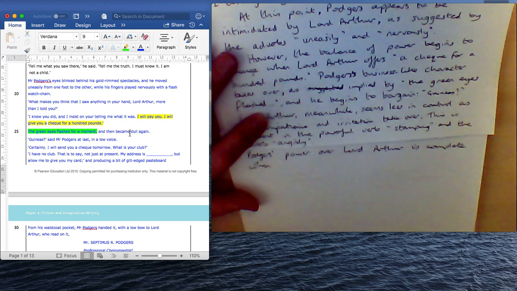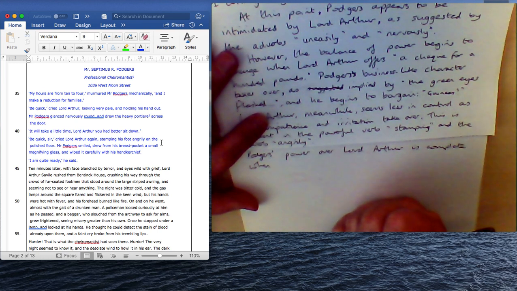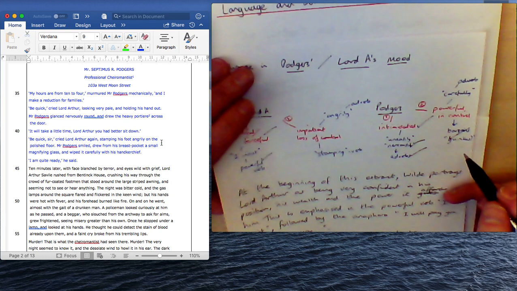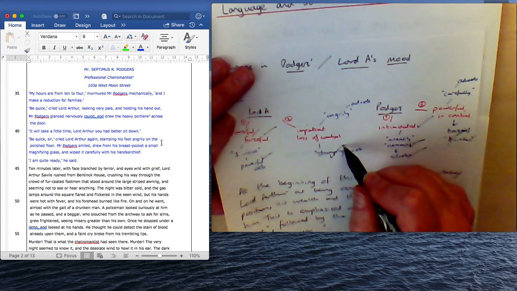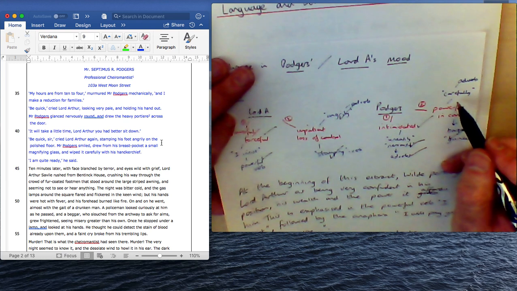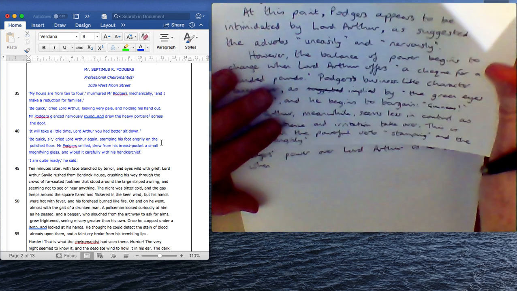because remember Lord Arthur's getting impatient. He stamps his foot. If I scroll up you'll see it's down here, and he shouts out, "Be quick, sir," cried Lord Arthur again, stamping his foot angrily on the polished floor. Podgers' power is complete basically when he defies him and he just takes his time, and it's almost as if he's taunting Lord Arthur. So you can see from our plan we've actually mentioned that here because we've got the stamping and the angrily, and I just want to finish with this last point. The control and the power is seen in the adverb carefully.